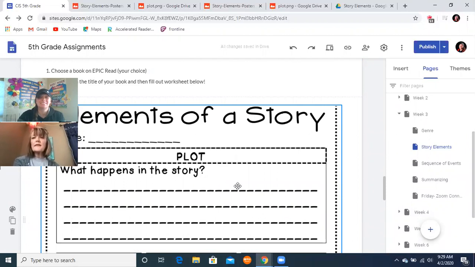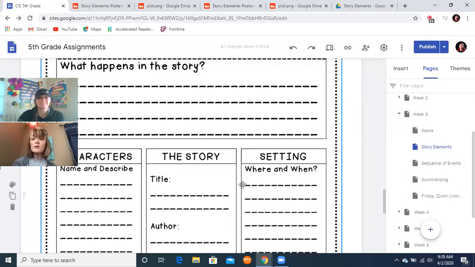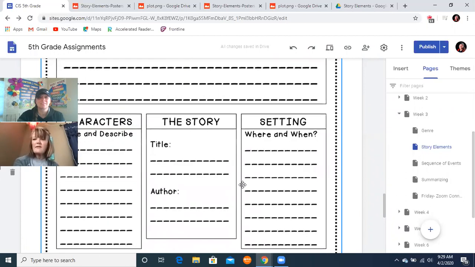I want you to write down the title of your book, and then on your paper, look at this as an example and fill out the worksheet below. So it's kind of self-explanatory. Your plot, you're going to write the word plot, and then you're going to tell me what happens in the story. And you're going to tell me about the characters. You're going to name the main characters, and you're going to describe them a little bit, like maybe they have blonde hair, or tall or lanky. Use some words there. Character traits.